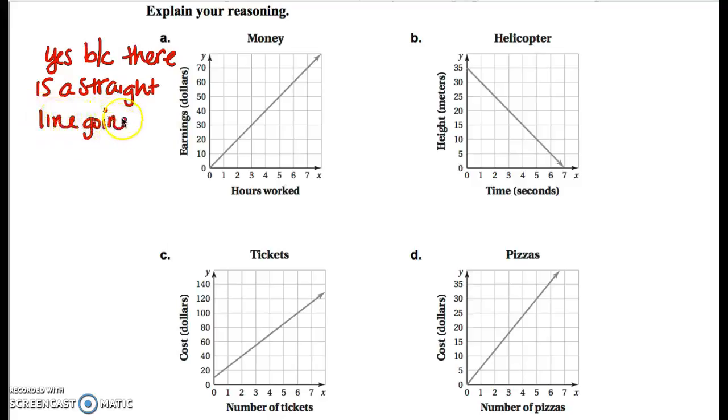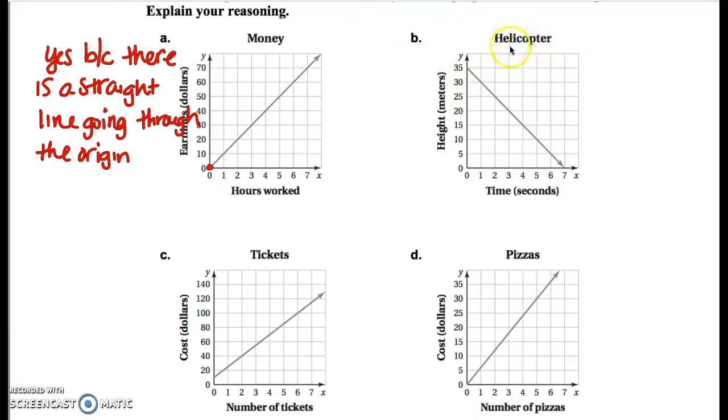So remember, for the graph to be proportional, the graph has to pass through the origin, point 0, 0. If it doesn't, then it's not proportional. Okay, sorry about that. So again, on a graph, it's got to be a straight line, and it also has to go through the origin for it to be proportional. So let's look at the graph on B.